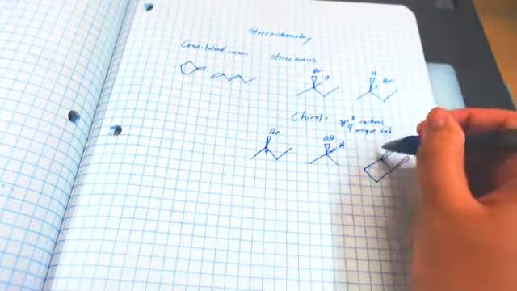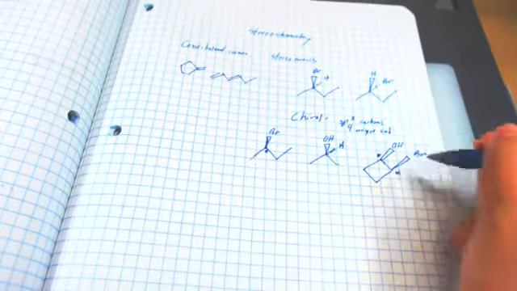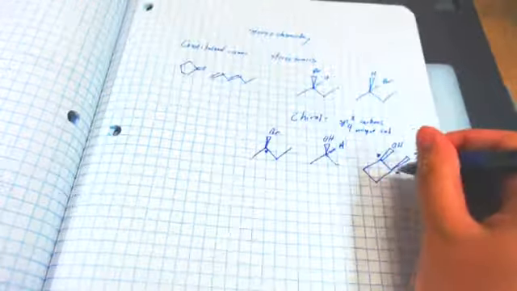Yep. Right here and right here, both of these are chiral. So there are hydrogens implicitly drawn here.